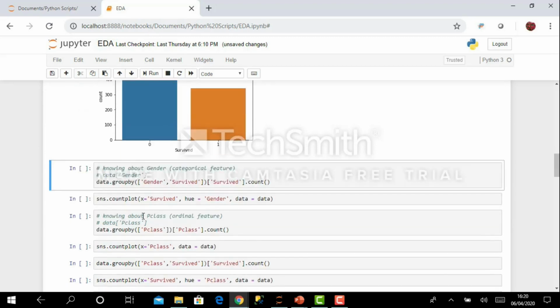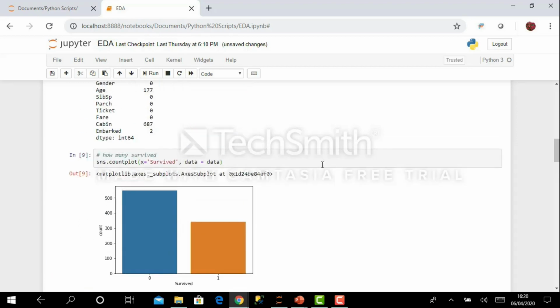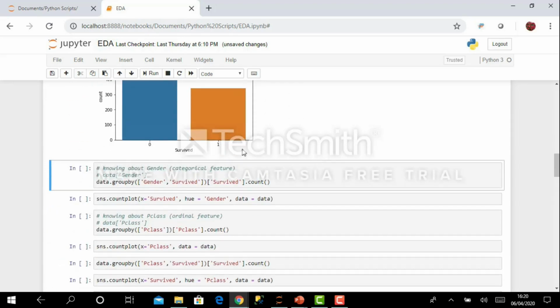Next, I am going to access each of the columns that are present in the data set. The first column I am going to take care of is gender. So let us first check what data is present in the gender column. I'll first comment out this part.